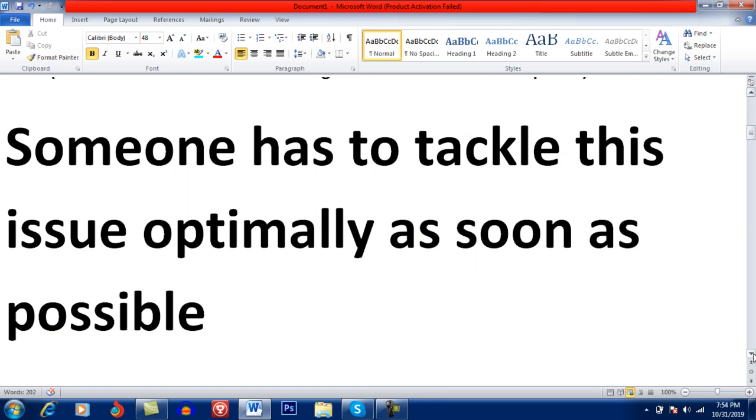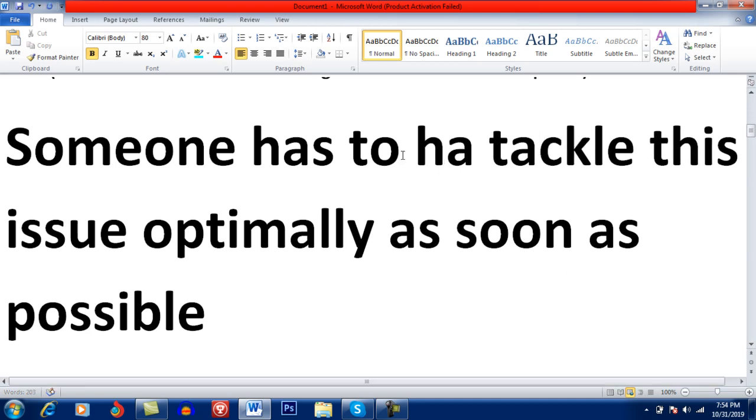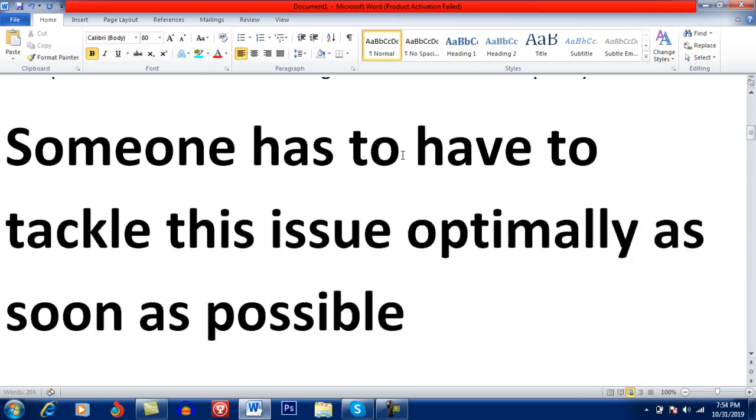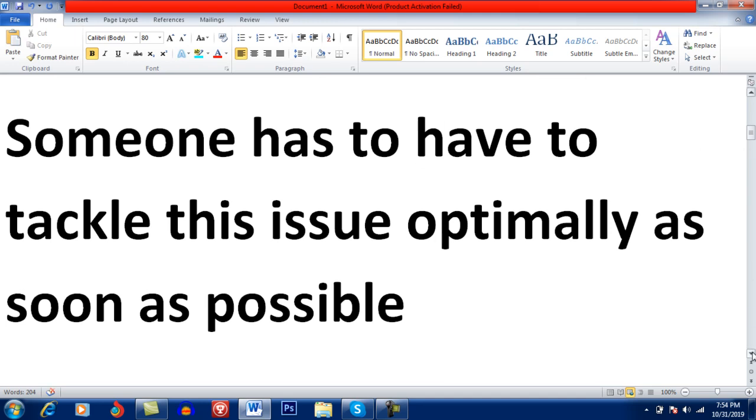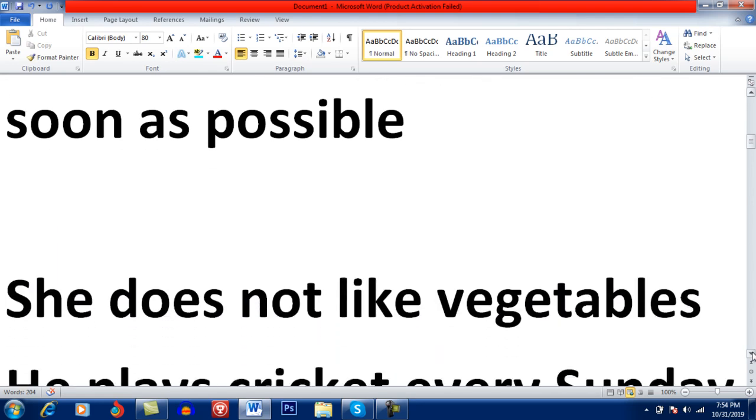Someone has to tackle this issue optimally, as soon as possible. Many students commit a mistake and they just add "have to" instead of "has to". So the subject is singular, you have to add a singular verb. Then you will be able to score higher.